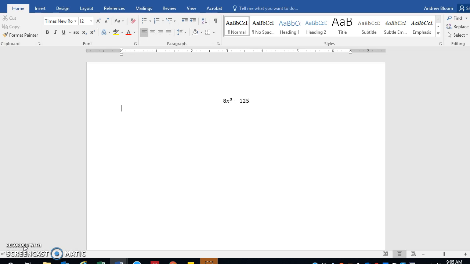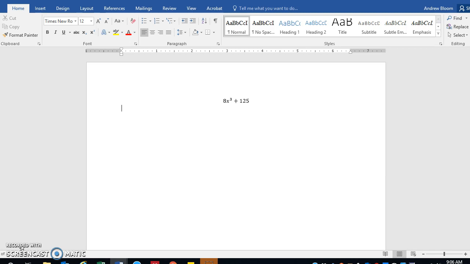The first step always is to determine whether there is a GCF. It's important that you factor out a GCF first because some polynomials will look like they're not factorable until you pull the GCF out. And other times the numbers just get so big that by pulling out a GCF you make everything more manageable. So if we look at this polynomial, 8x to the third plus 125, we want to determine whether or not this is factorable.